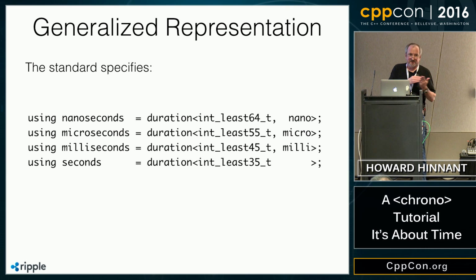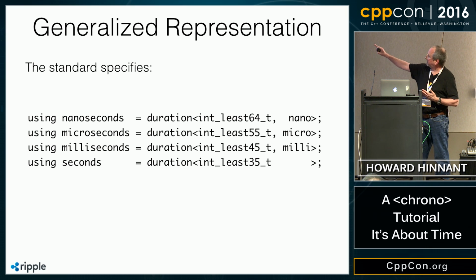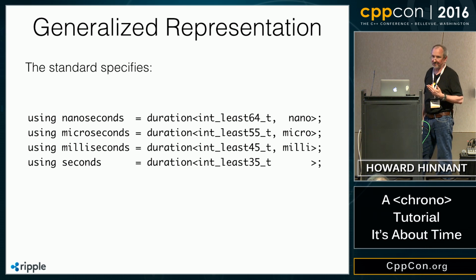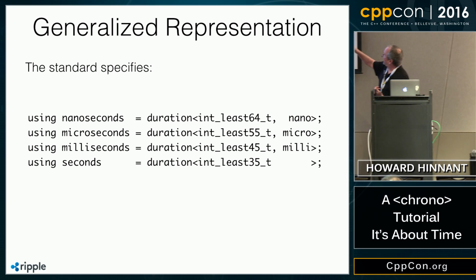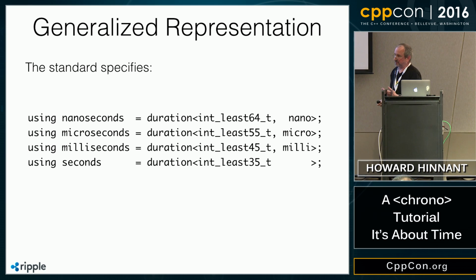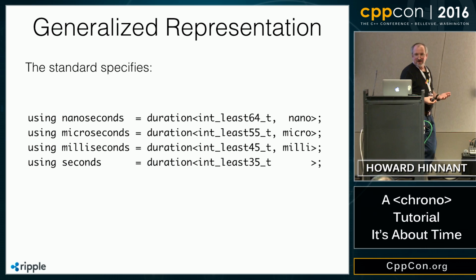So we're going to dive a little bit deeper here, and I'm going to explain some of these things that I've been showing you. The standard actually specifies seconds, milliseconds, microseconds, and nanoseconds exactly like this. These are specializations of this template called duration, and they have a representation of signed integral types that have at least this many bits in them.